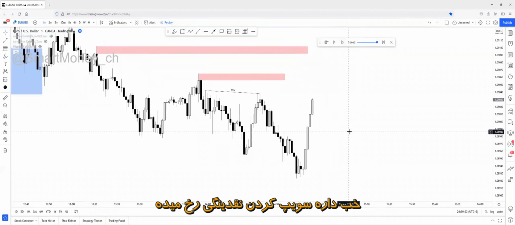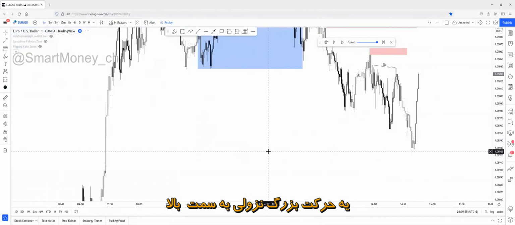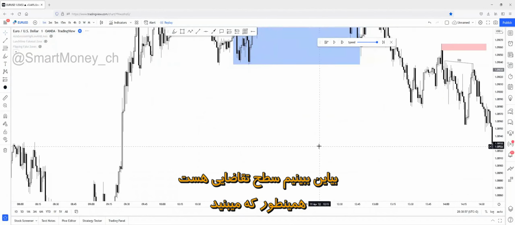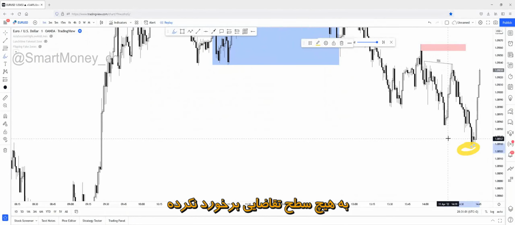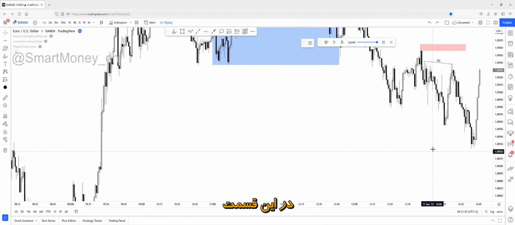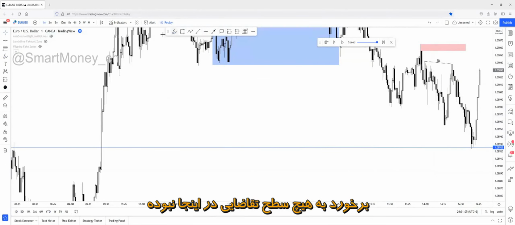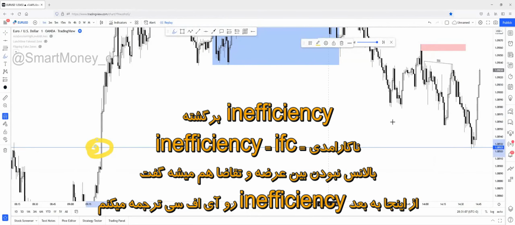There's a sweep happening. Okay, huge bearish impulse to the upside. Let's see if there was any demand zone. As you can see, price reversed in the middle of nowhere. So literally, price has tapped into no demand zone at this region. There was no demand tap right here. It just reversed in the middle of the inefficiency.